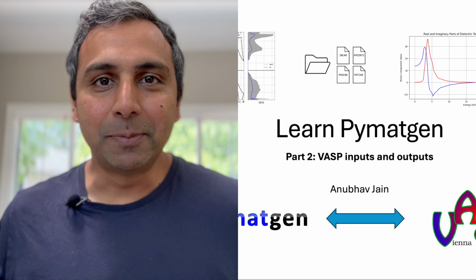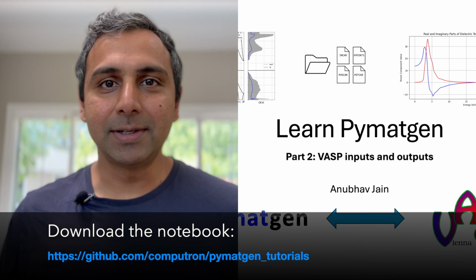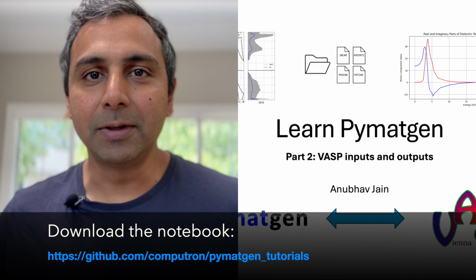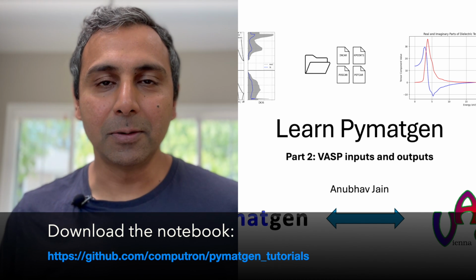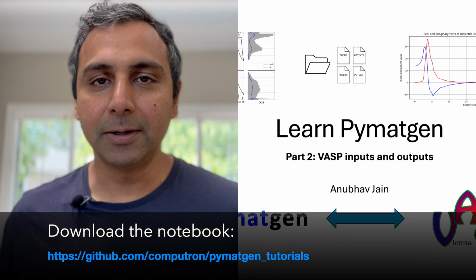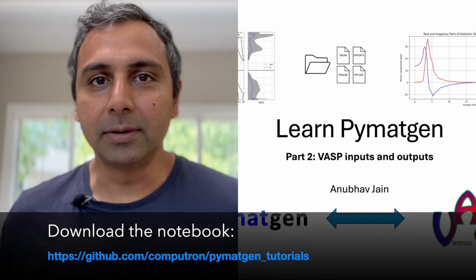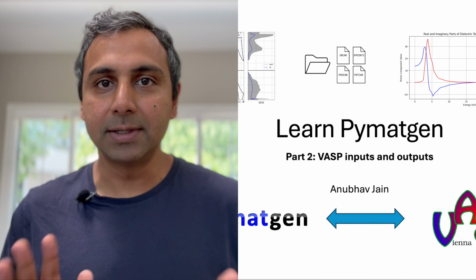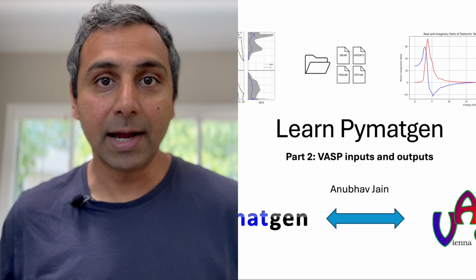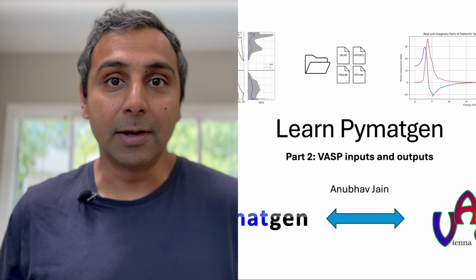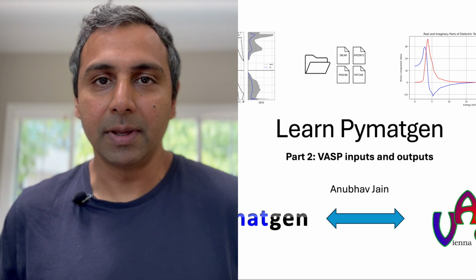All right, so welcome to part 2 of the Learn pymatgen series. In the previous part, we talked about structures and molecules and went over those objects in great detail. Today, we'll be talking about how you can turn those structures into density functional theory calculations with VASP. We'll talk about how pymatgen allows you to automatically write VASP input files.